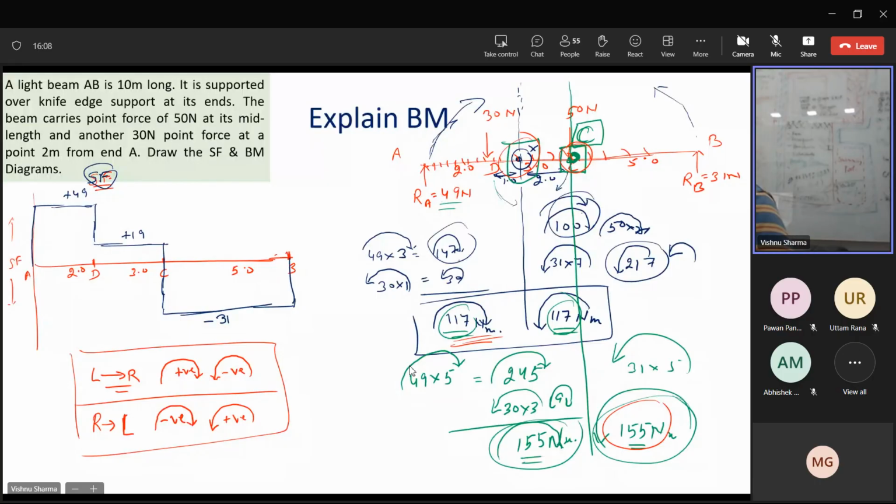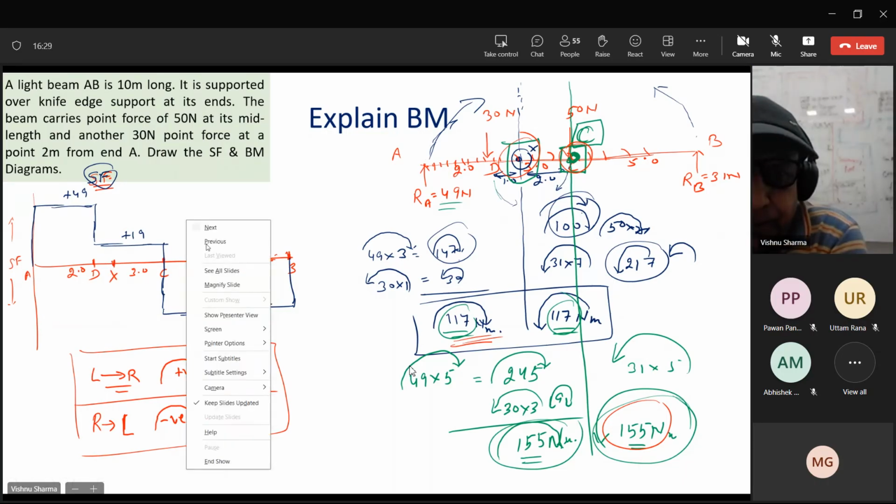Guys, how do we then get it? We can get it more conveniently from the shearing force diagram. That is why I had drawn the shearing force diagram. You see, where is point X on this shearing force diagram? Point X is somewhere here. Where? 1 meter from point D.